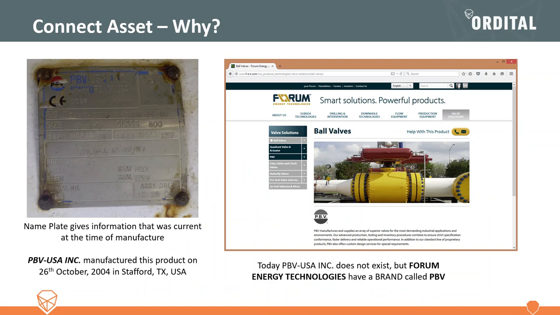So an example of that might be this photo I showed before. PBV USA Inc. doesn't exist anymore. It was bought and sold several times, and now it exists as a brand of Forum Energy Technologies. So from a maintenance and supply chain point of view, I need to know that if I have an issue with this particular ball valve, I need to go and speak to Forum Energy Technologies. Where do I go to do that? And I need to make sure that's set up in my supply chain system so that if I need to be purchasing anything, I have the representative of Forum available to me.